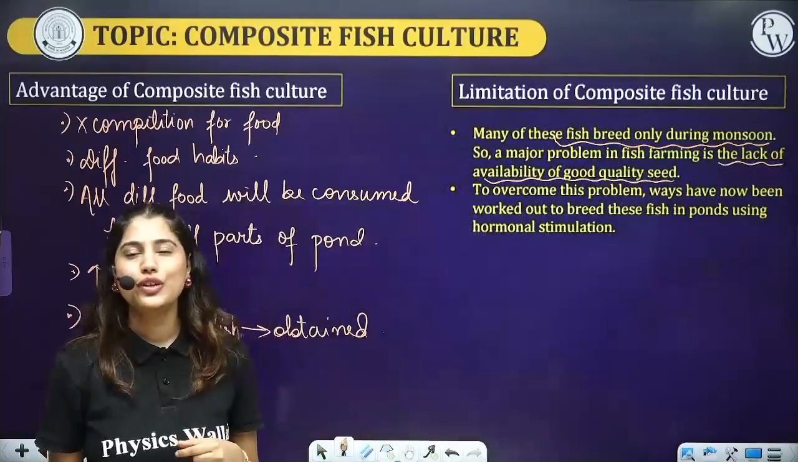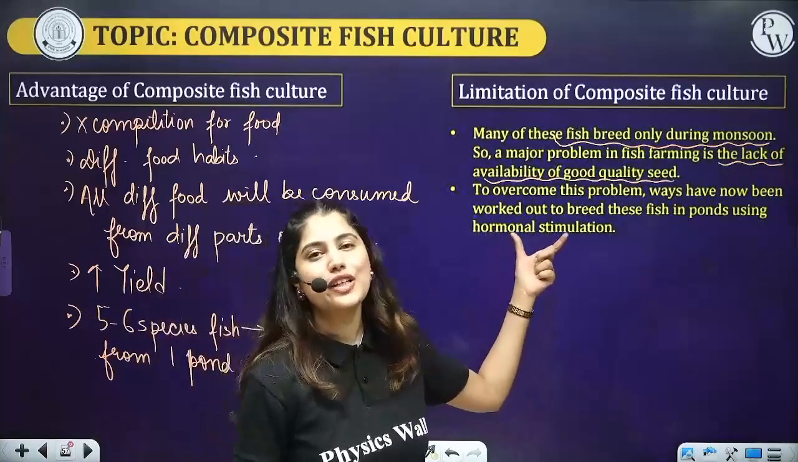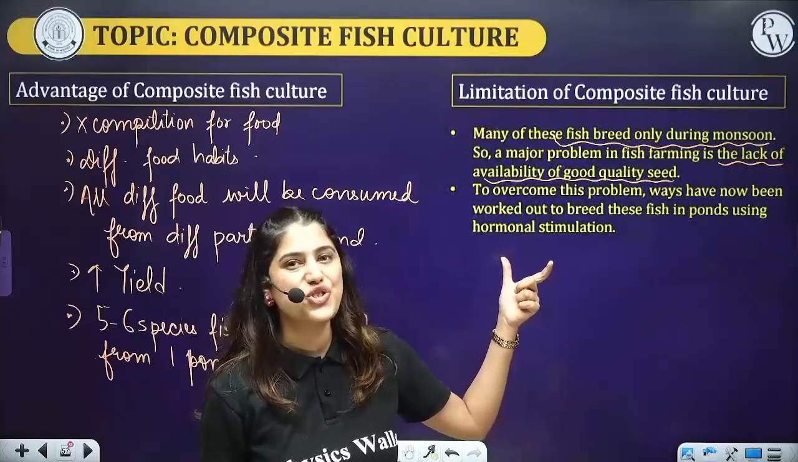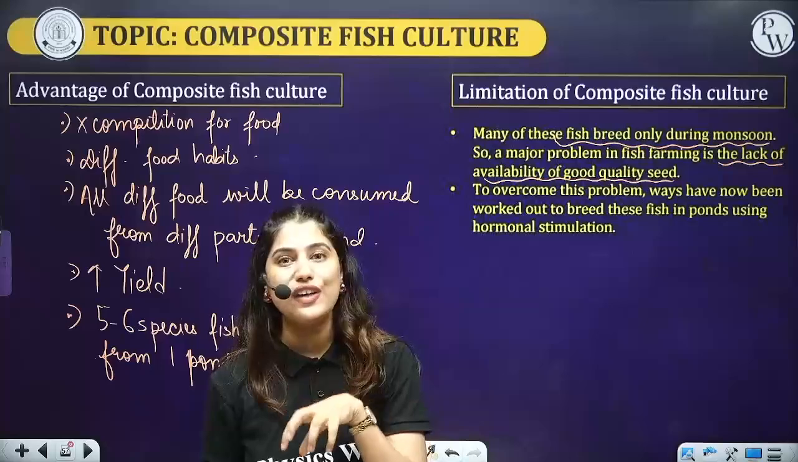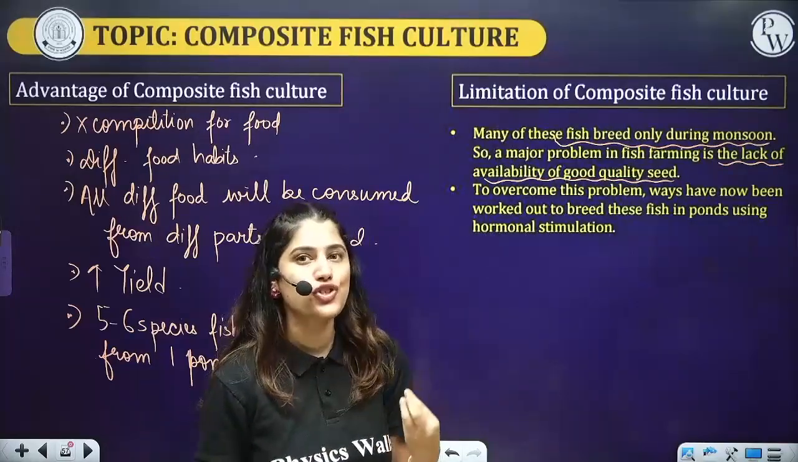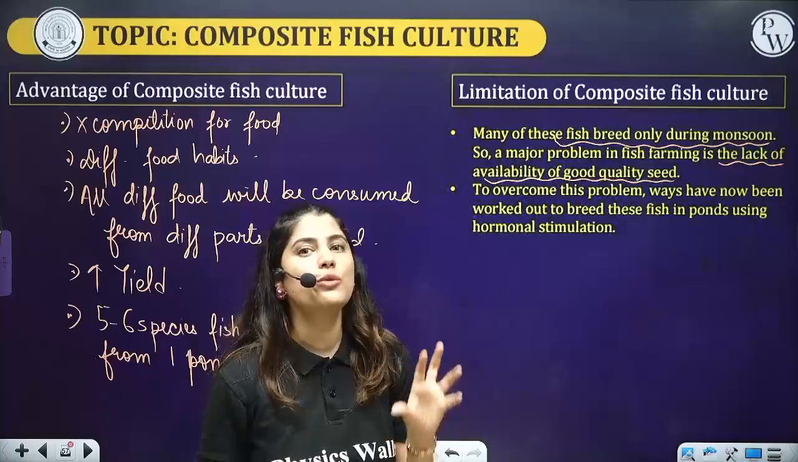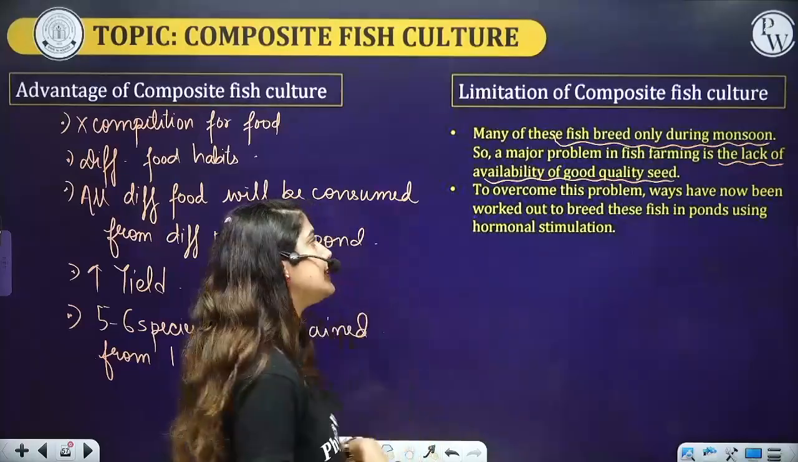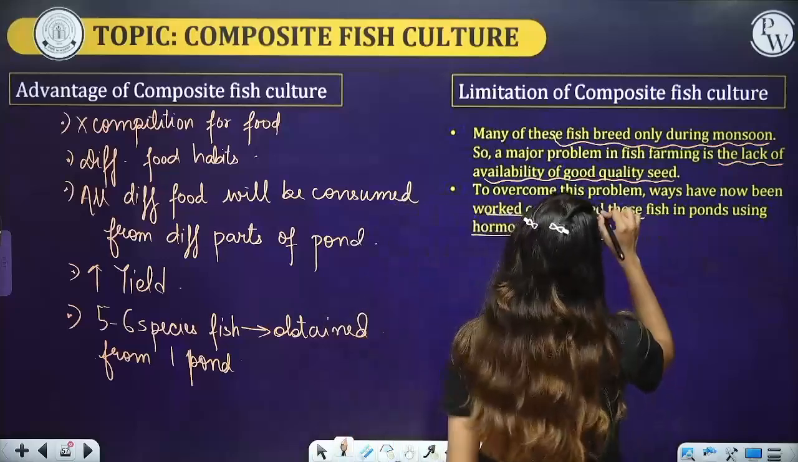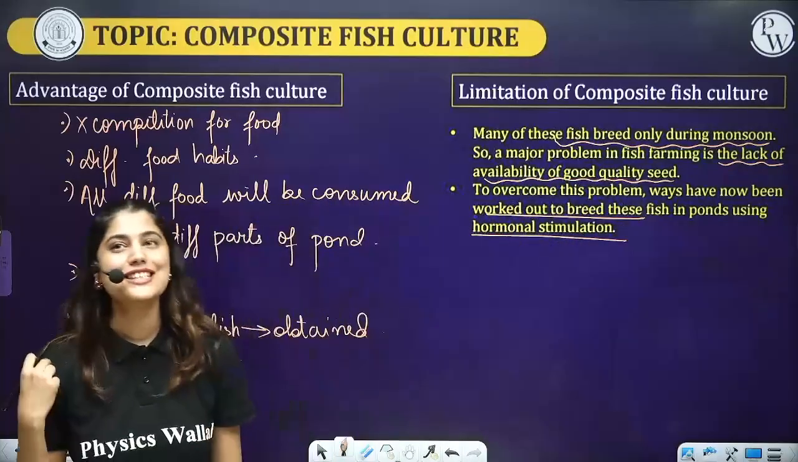Now, how do we solve this problem? We solve this problem by hormone stimulation in the pond itself, so as to breed the fishes. So we are doing the hormone stimulation to breed the fishes, right, so as to overcome this problem.